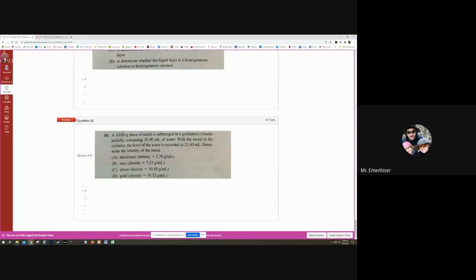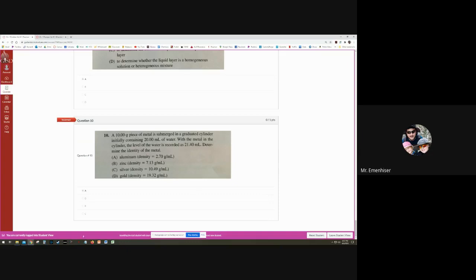All right, so we got 10 grams, and let's see, we got 20 milliliters of water. So we take a 10-gram piece of metal and we put it in water that's 20, and then the water level is recorded to 21.4, so it goes up by 1.4 milliliters.